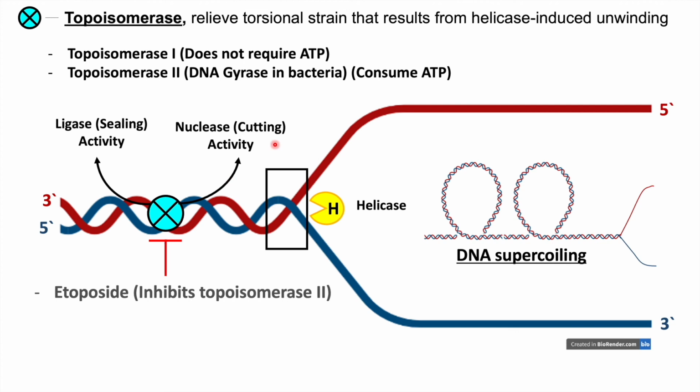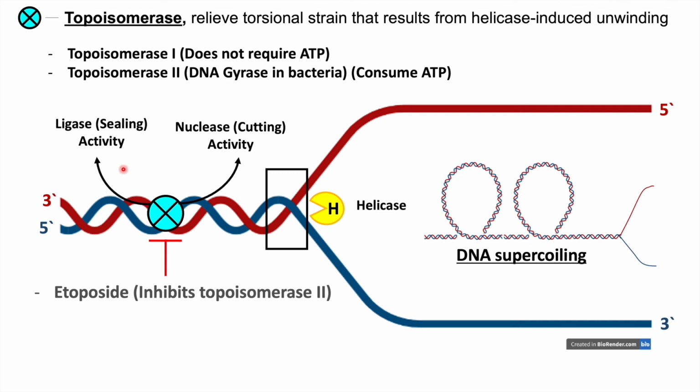That means it will keep breaking the phosphodiester bond. Simultaneously, it will inhibit the ligase activity. So it is breaking the phosphodiester bond, but it inhibits the resealing of this bond. As a result, it creates DNA fragmentation and eventually cell death, and this cancer cell won't be able to replicate. So it's very interesting to know how etoposide inhibits topoisomerase 2.